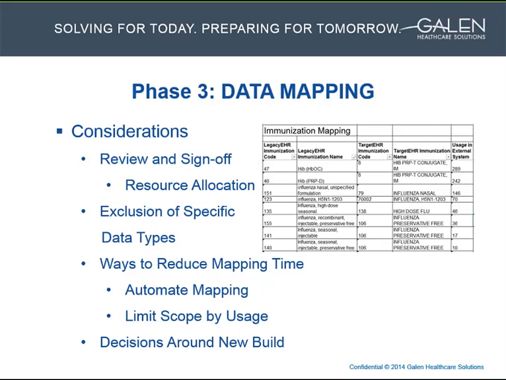Then we would convert them to the target system, and the end users would reconcile the unmapped data to the new chart. Another possibility to limit mapping time is to use a CCD, or continuity of care document, to convert certain data types. A CCD is pretty much a patient summary report that will be shared between EHRs. Certain EHRs have the functionality to pull in specific data types from the CCD.